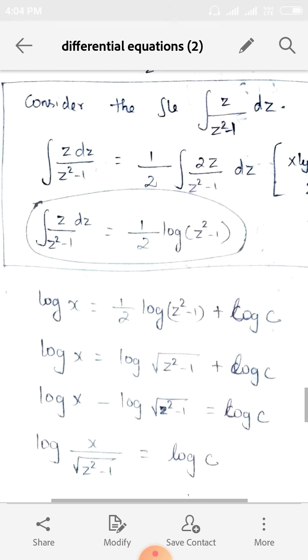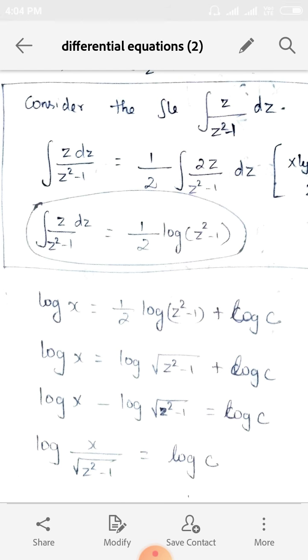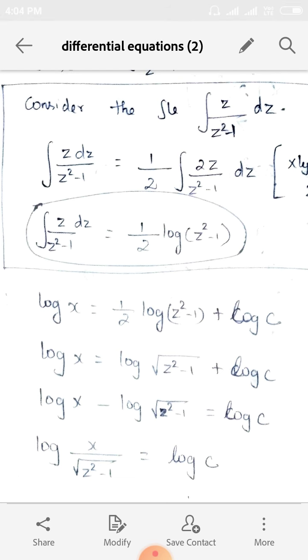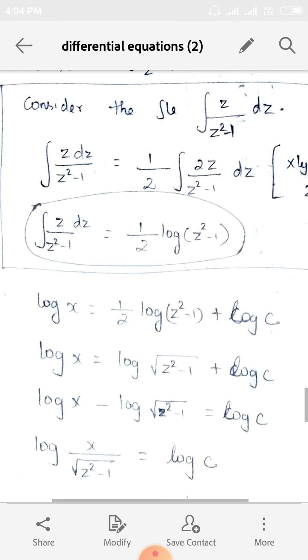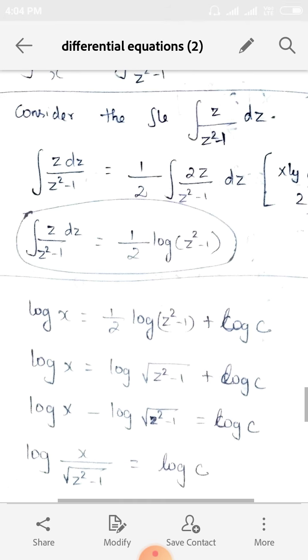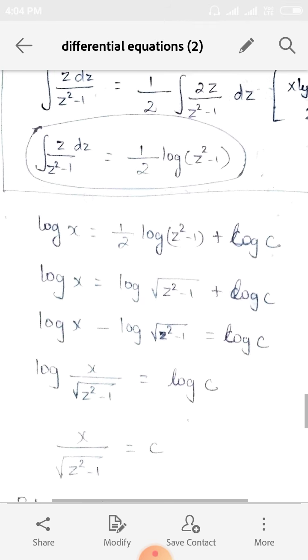Integral f dash of x by f of x is equal to log f of x. So we have to apply this condition. Integral z dz by z square minus 1 is equal to 1 by 2 log of the denominator. What's the denominator term? z square minus 1. So 1 by 2 log of z square minus 1.